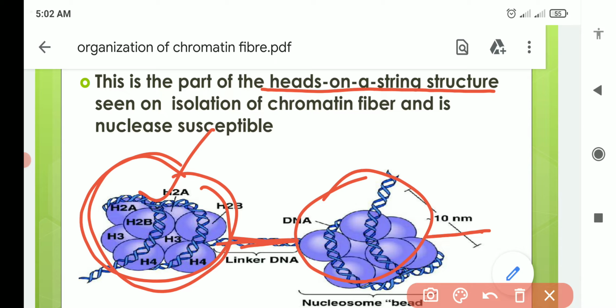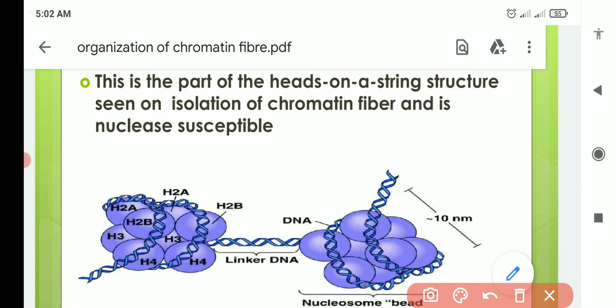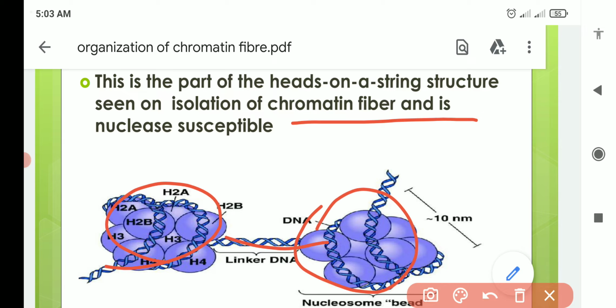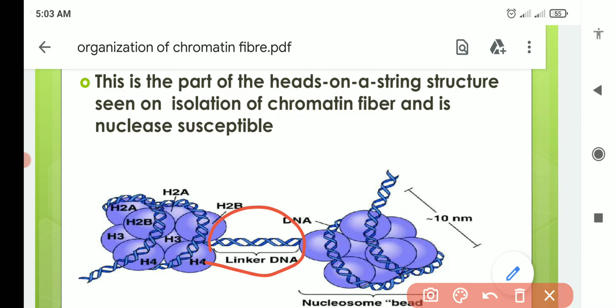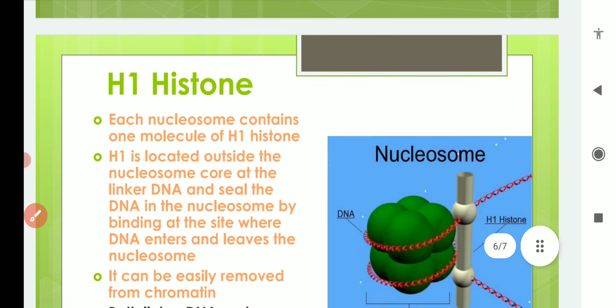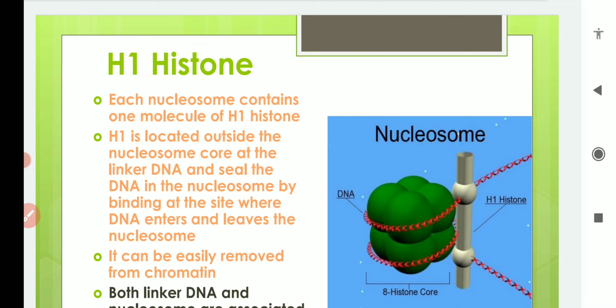And if we isolate the chromatin fiber from the chromosome, we can see this type of structure very easily, the beads on a string type of structure. So basically the linker DNA is present between two successive nucleosomes, or two successive octamers, and the main work of this linker DNA is to join one octamer with the other octamer. So this is the second part, and the third part of the nucleosome is H1 histone.